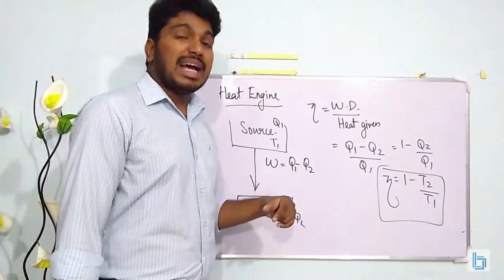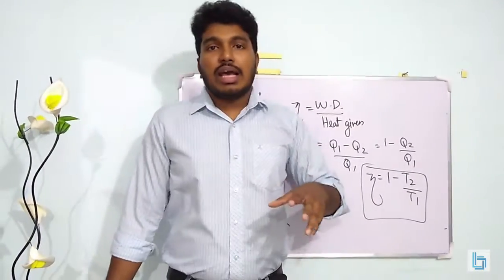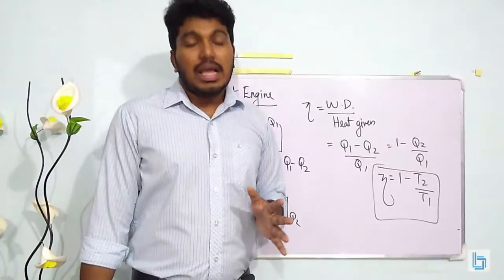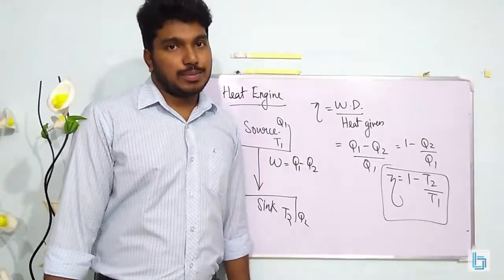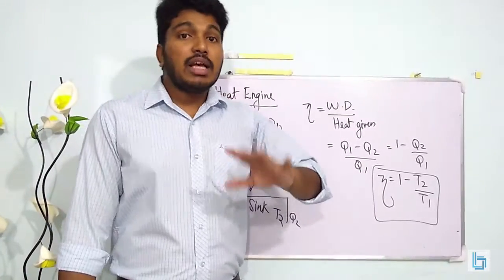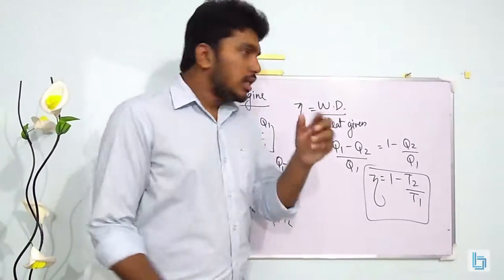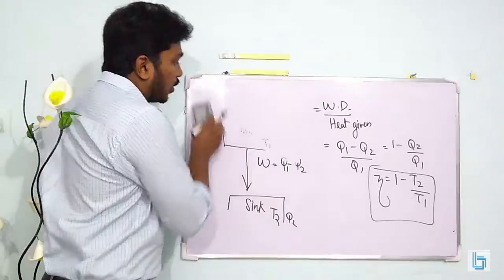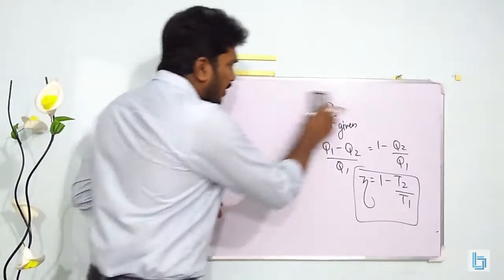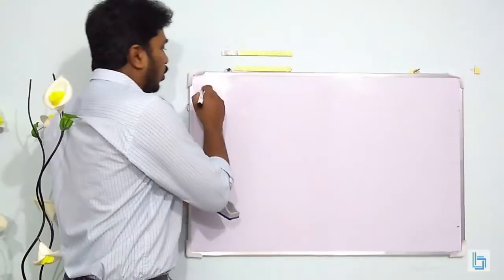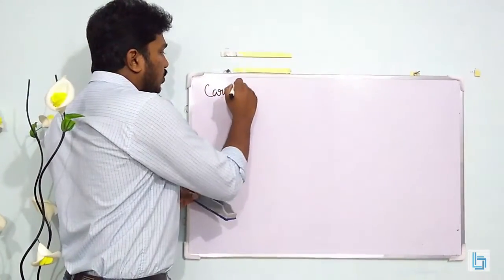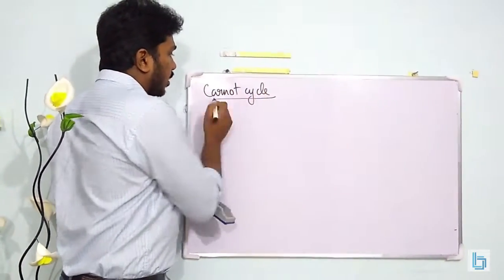But at the same time, theoretically we have an ideal heat engine, and that ideal heat engine we call by the name Carnot engine. And the cycle we call by the name Carnot cycle. So let me tell you what is a Carnot cycle. In a Carnot engine, there are mainly 4 processes involved. So I'm going to teach you what is a Carnot cycle and a Carnot engine.